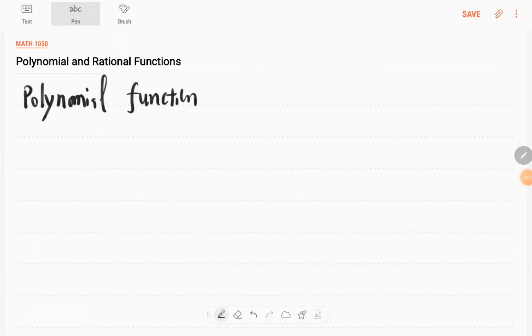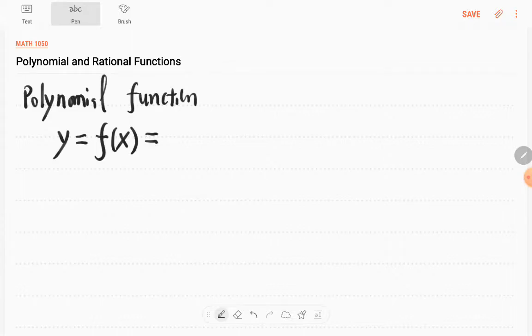We want to talk about the polynomial and the rational functions. First, let's look at the polynomial function. So the polynomial function is given by this form. Y equals f of x. What is f of x?